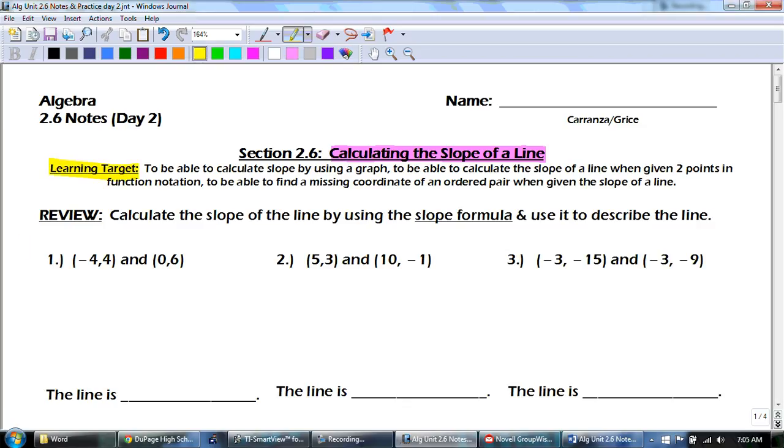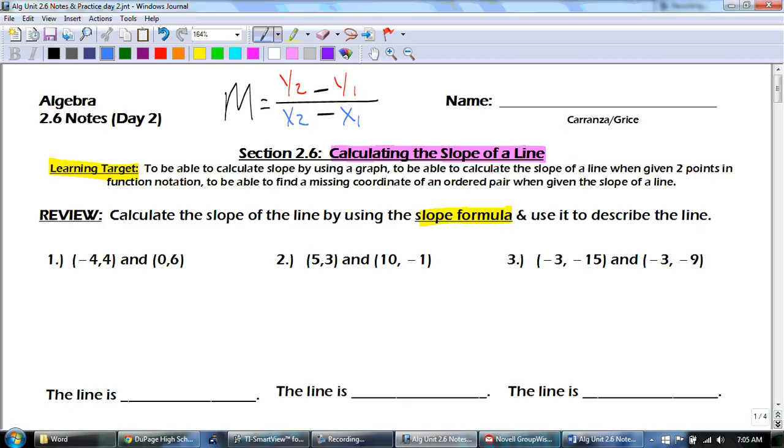So we're going to talk about calculating the slope of a line by using the slope formula and describing it. If you forgot, yesterday we were talking all about slope and using the slope formula. Now the slope formula is y2 minus y1 on the top, and on the bottom we have x2 minus x1. If you forget that, maybe you needed to get it tattooed on your arm so you could see it, or just look in the classroom, there's a poster. That might be a little bit easier for you.